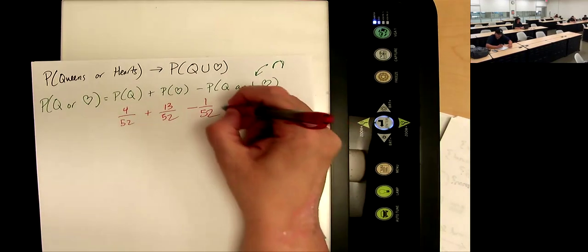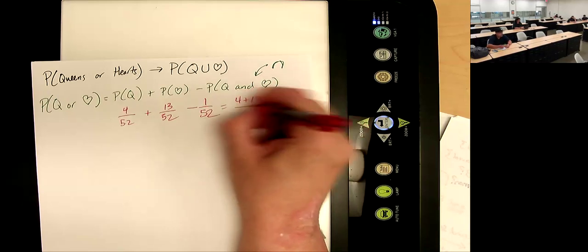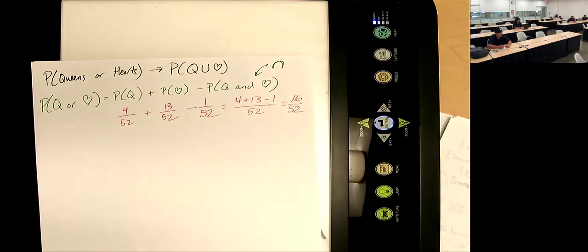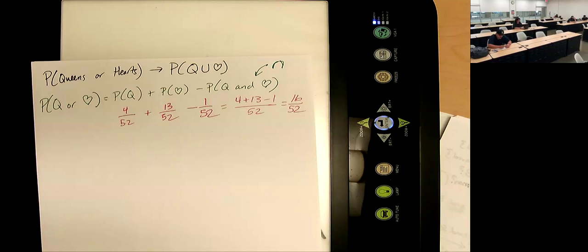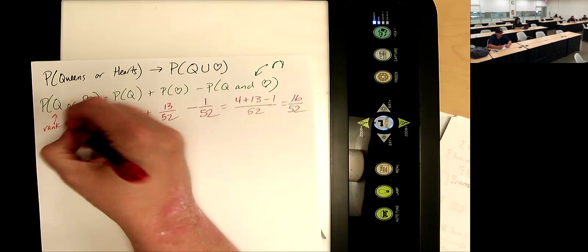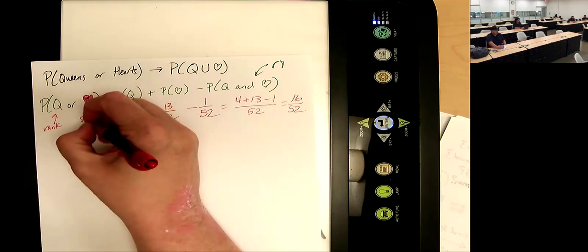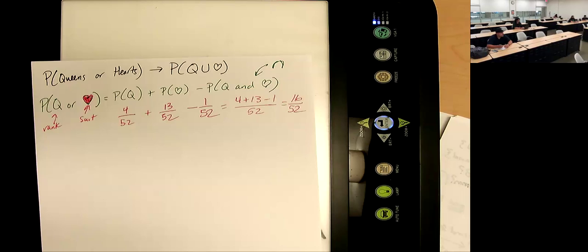So, 4 plus 13 minus 1 over 52 is 16 over 52. Expect questions like this on your homework. And it changes up. Sometimes it asks two suits, sometimes it asks a suit and a rank. This is called rank, and this is the suit. Sometimes two ranks, sometimes two suits, sometimes rank and suit. They ask a bunch of questions.